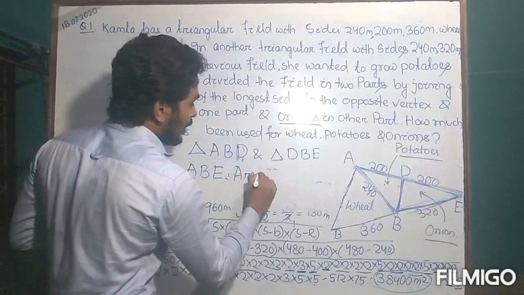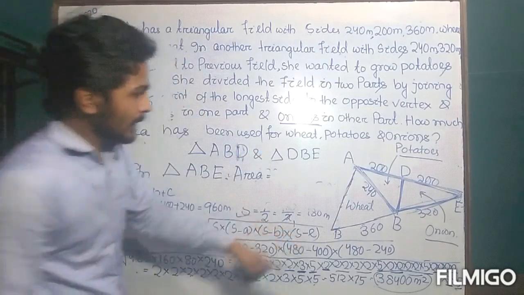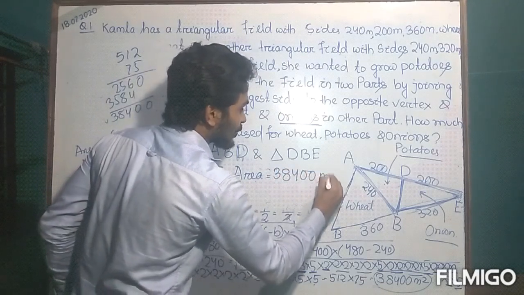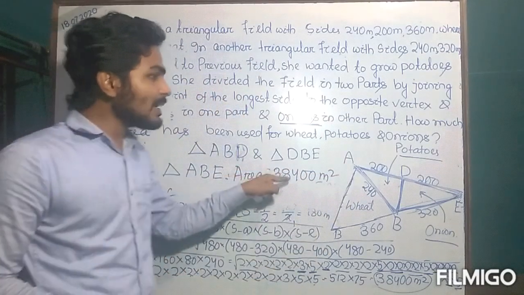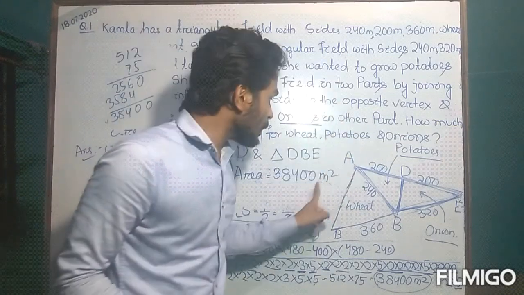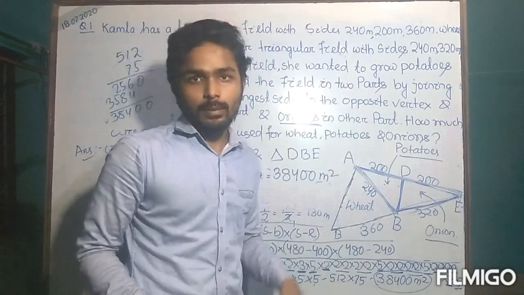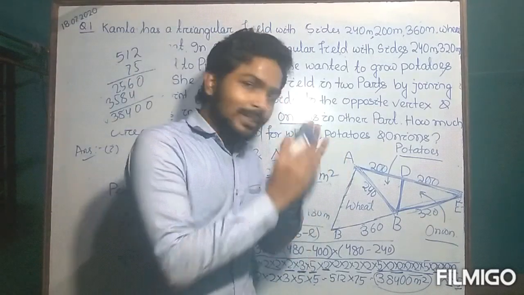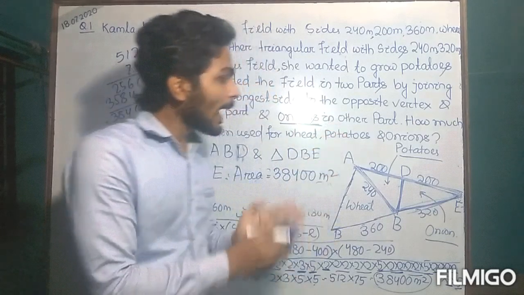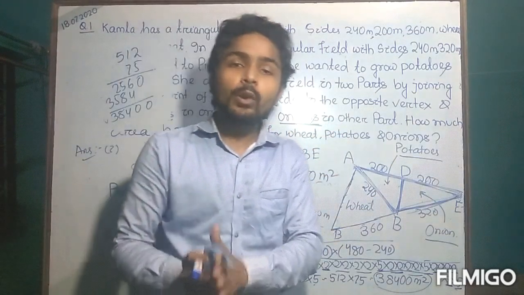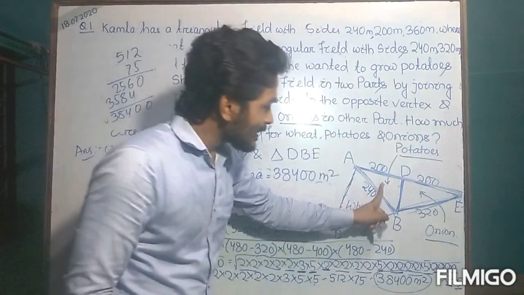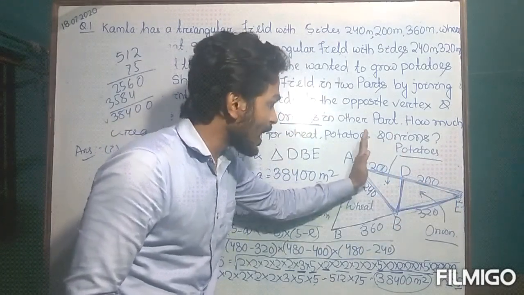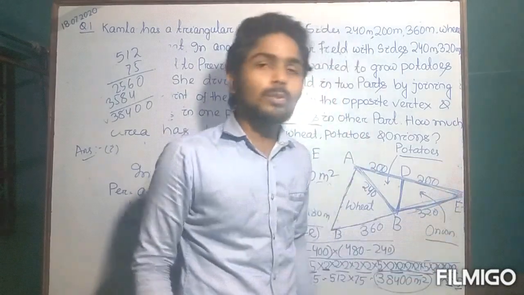Area is equal to 38400 meter square. That means in this area Kamala will grow both potatoes and onions, by joining them. But we need to find only the area in which she will grow potato and only the area where she will grow onion. Since this total area has been divided into two equal halves, in one half she will grow potato and in the other half she will grow onion.